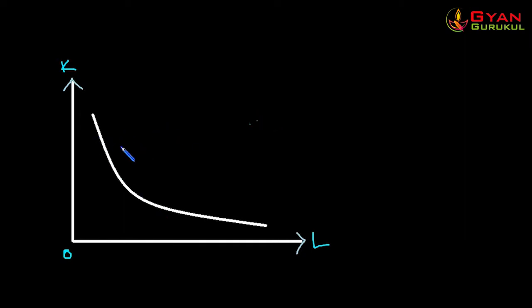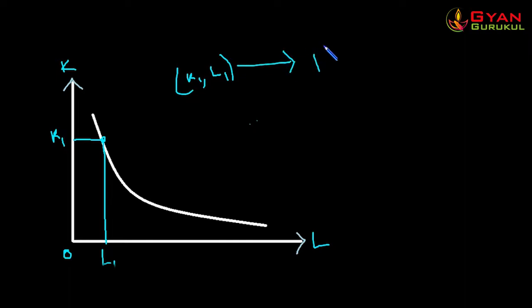Here on the y-axis we have taken capital, denoted by K, and on the x-axis we are taking labor, denoted by L. Now take a point on this isoquant. This point shows a certain amount of labor and a certain amount of capital, say K1. This is a combination where we are using K1 amount of capital and L1 amount of labor, that is giving the producer a certain level of output. Let's say the output is 10 units.